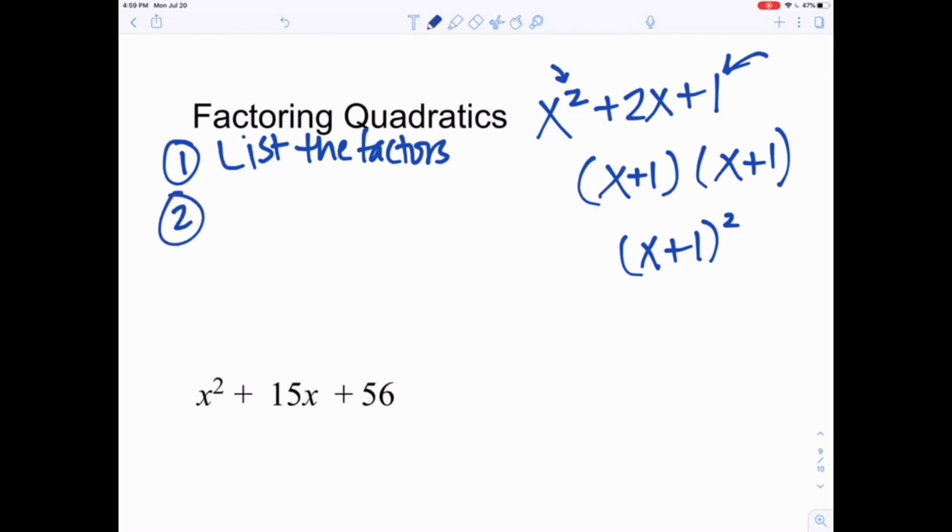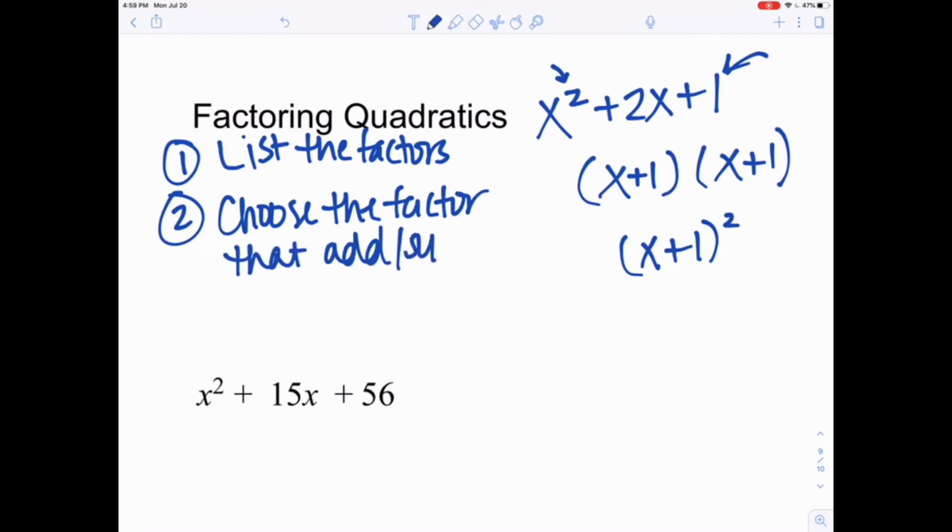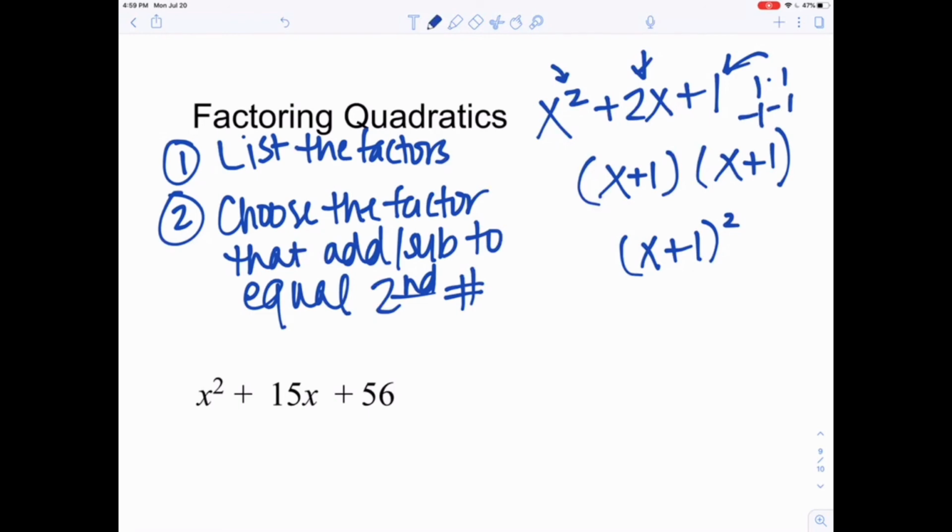The second step would be to choose the factors that add or subtract to equal the second number, which would be this one right here. For example, the factors of 1 are 1 times 1. But we also have to think of negatives. Negative 1 times negative 1 gives me positive 1, right?